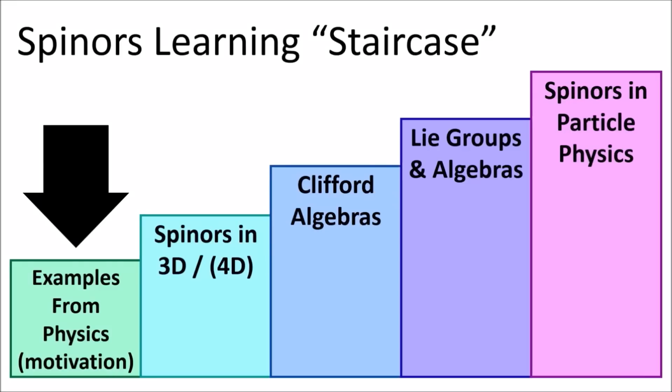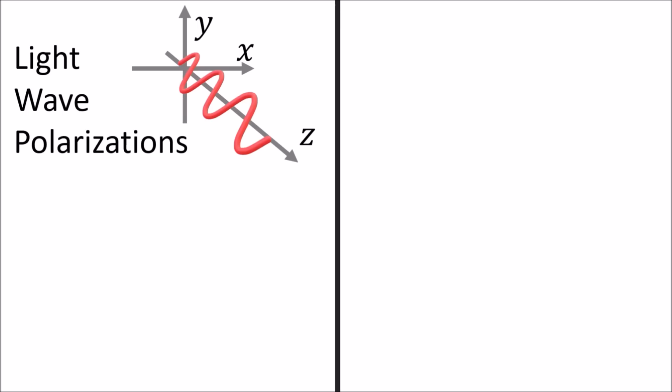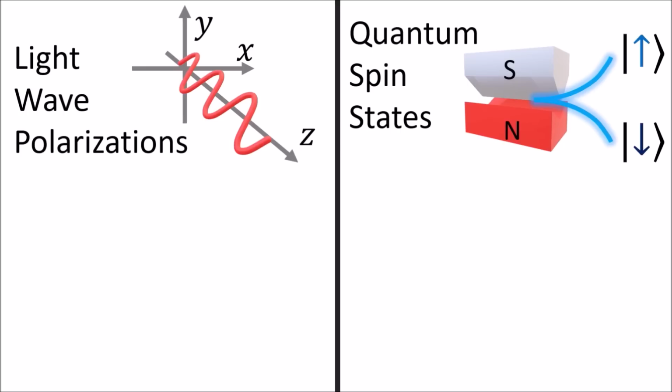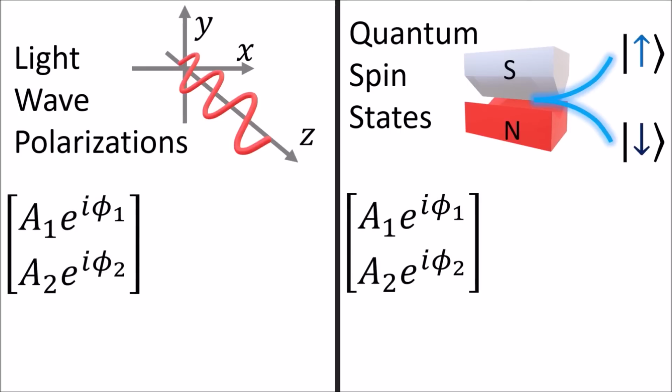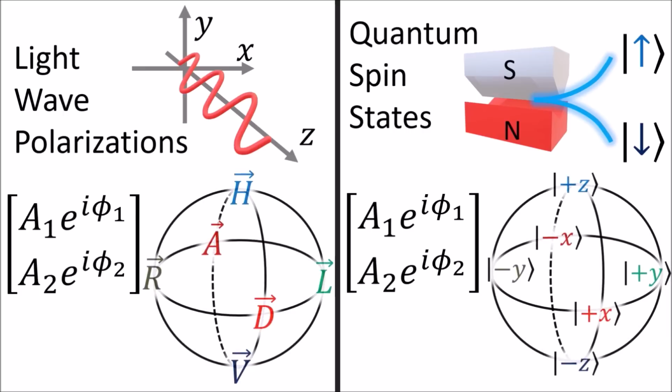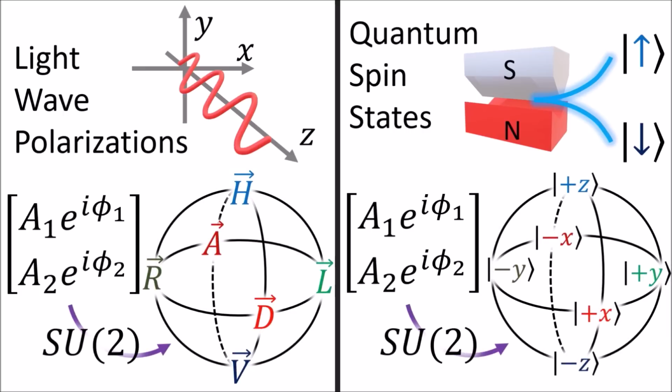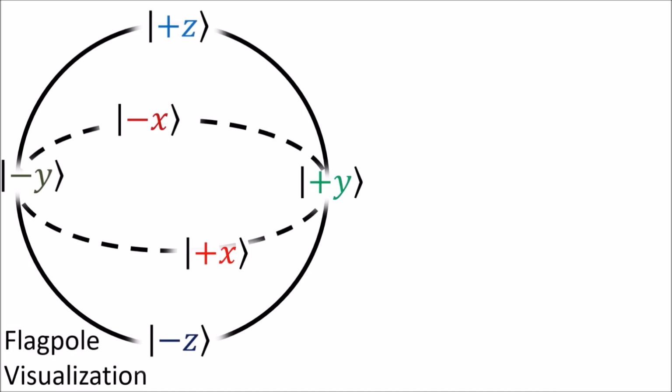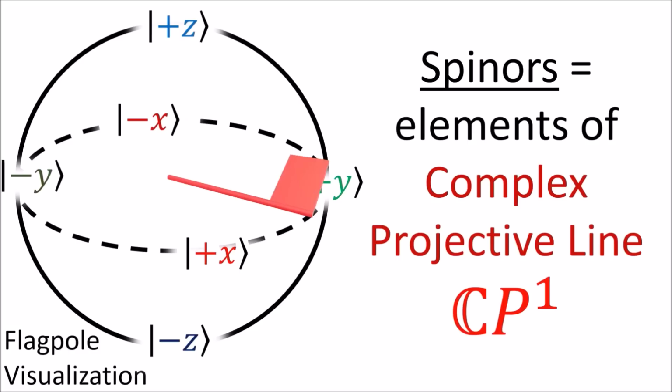This is the final video where we'll be learning about the basic examples of spinors in physics. In the last couple videos, we've learned how both light wave polarizations and quantum spin states can be described mathematically by pairs of complex numbers called spinors that rotate on a sphere with SU2 matrices. In this video, we'll learn how to visualize spinors as flagpoles on a sphere, and learn how spinors are points on the complex projective line.